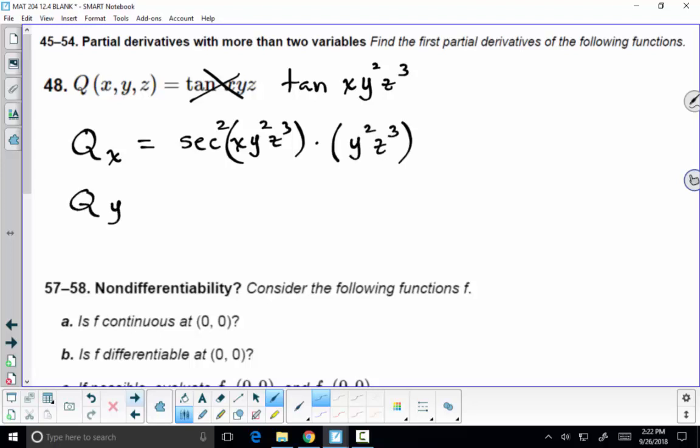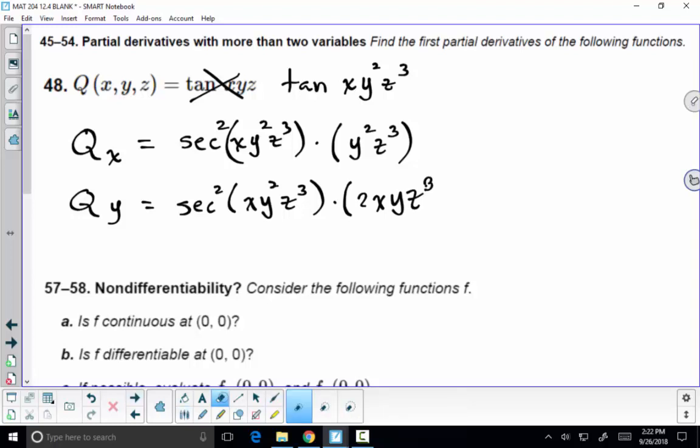And then q sub y. First part's going to be the same. First part is the outer function. So the derivative of the outer function is secant squared, so it's secant squared of the same inside. And then how about the partial of the inside with respect to y? There it is, 2xyz cubed.